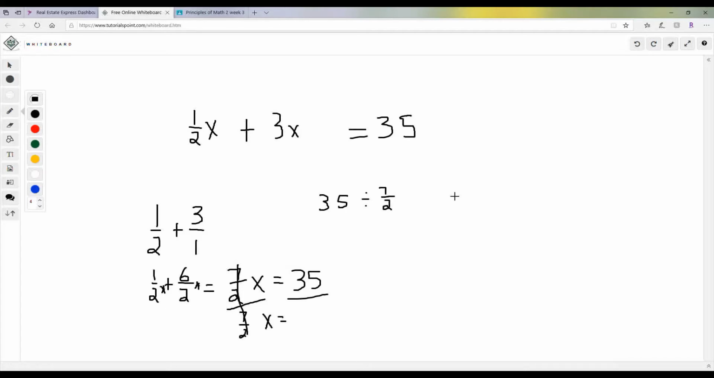Now I'm going to stop right there. I just want to remind you, this is 35 over 1, because remember when you take a whole number, you can turn it into a fraction, just put it over 1. And then this is division, so you would change it to times the reciprocal, and then get your answer that way.